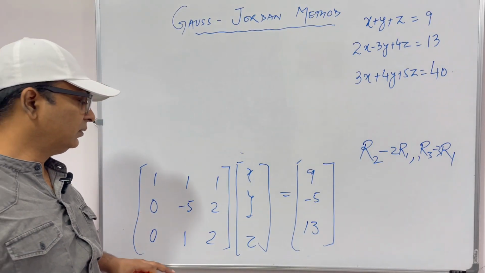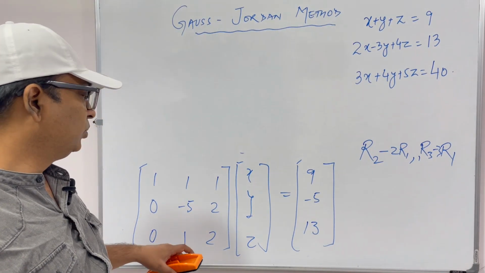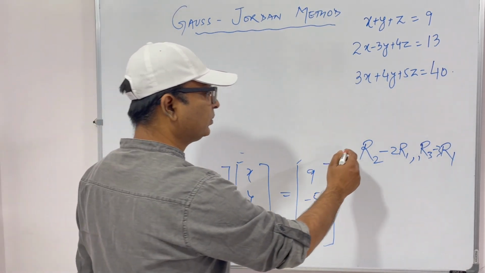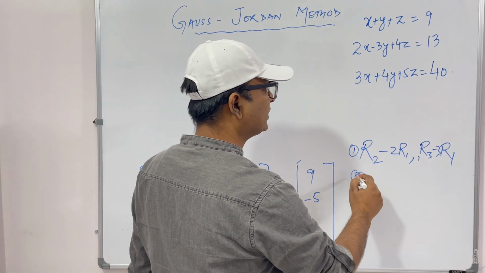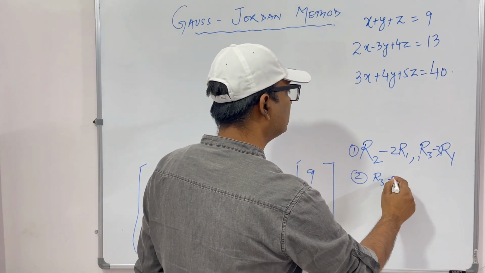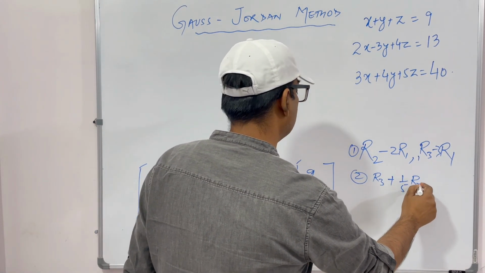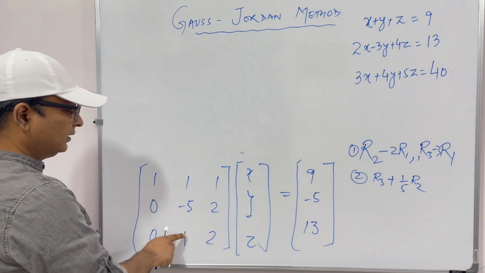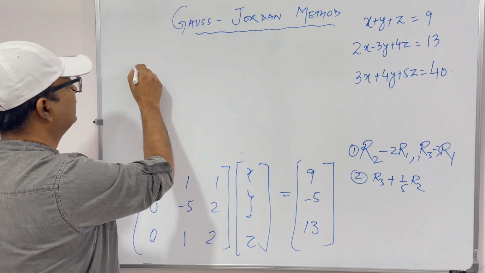Okay, the second operation that we'll do, we'll try to make this zero. Let's see how. This was our first operation. Our second operation will be R3 plus 1 by 5 R2. Why? 1 by 5 will be minus 1, and then when we add this, this will become 0. So let's see what we'll get.